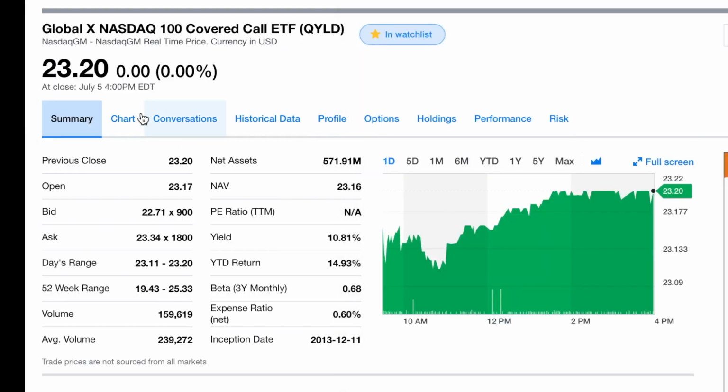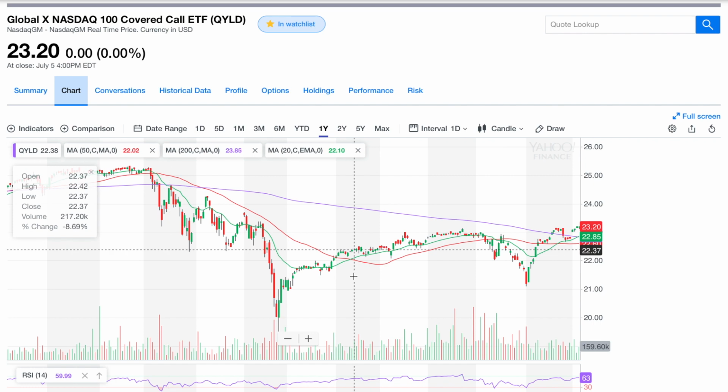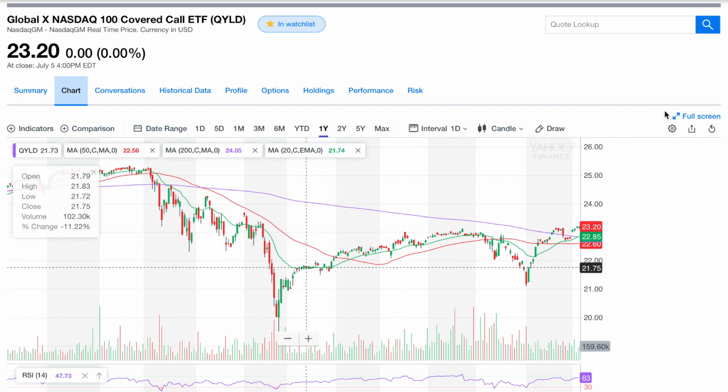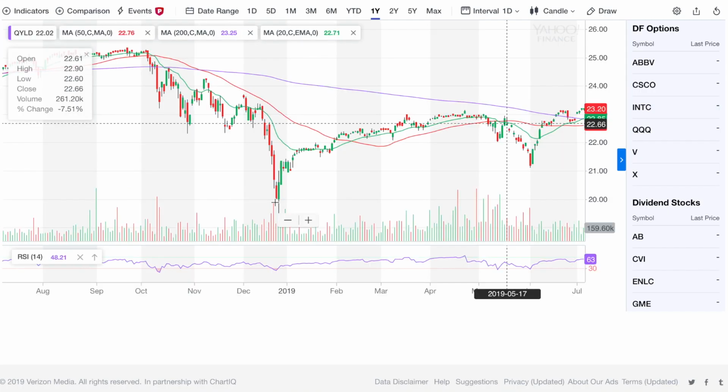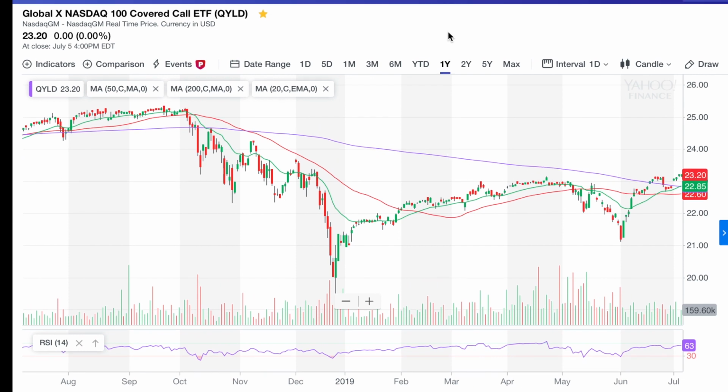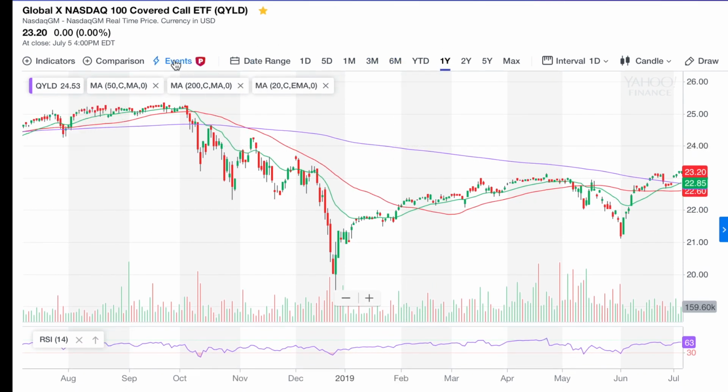So go over to Yahoo Finance, click on chart. When we first pull up the chart, it doesn't have anything on here. It doesn't show the dividends. The button is usually right here, but we have to go into full screen to see that. So we click on full screen. Hasn't changed much. We're going to look at the 1 year interval today, and we're going to click on events.